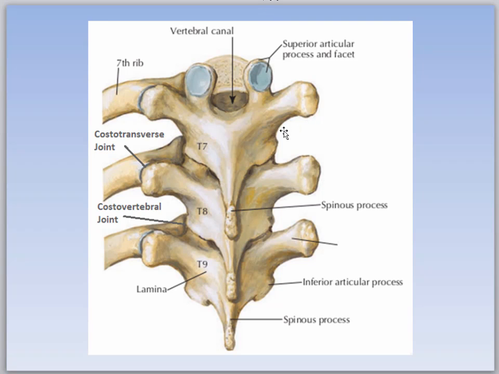So let's review from the PA view. Let's review the vertebrae parts. Here's half of a facet, the superior articular process, with the facet joint right there. That's half of it.